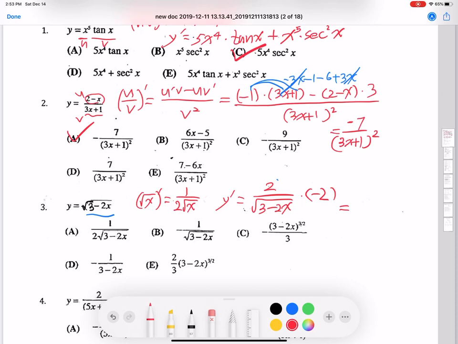Then what is the answer? Negative 2 times 2 is what? Negative 4. No, this is 1 over 2, so the 2s cross out. Negative 1 over square root of 3 minus 2x. That is the answer. So what is the answer? B. Yeah, B is the answer.